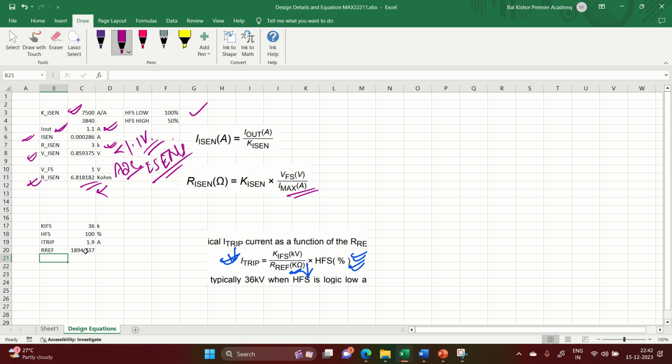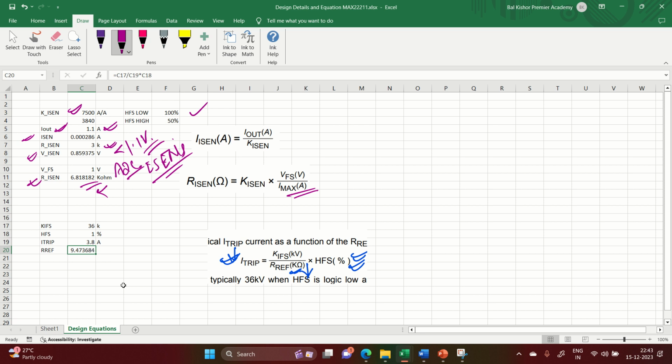Now it was percentage, so you have to keep it divided by 100, so that it comes up as 1. 1 means 100% or 0.5 means 50%. So it is coming up as around 18.94, and that's the reason I have kept 18.9. Suppose I want to increase to 3.8 ampere, then it will go to 9.47 kilo ohm. So as you are reducing the value of RREF, your I trip value is increasing.